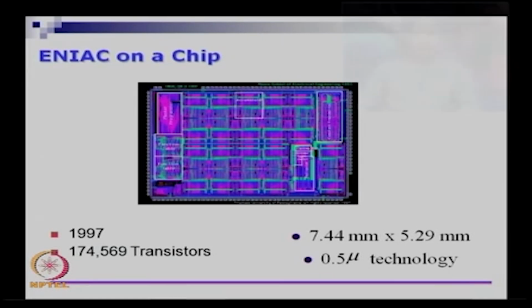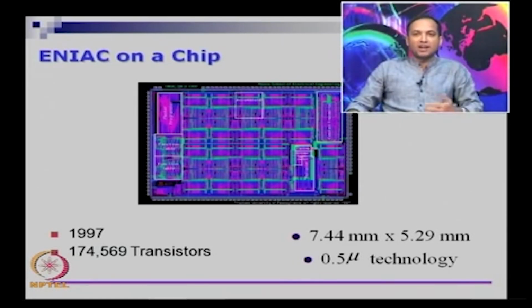This was done in the year 1997 by undergraduate students like you at Penn State. So they wanted to commemorate 50 years of digital computer, and this was given as an assignment in a course, designing this whole ENIAC system on a chip. This was done in the year 1997 by undergrad students like you.